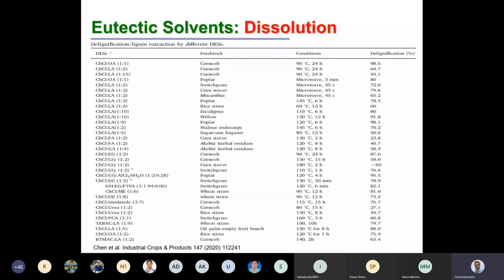Here we have corn cob, poplar, miscanthus. In Brazil, you have more the sugarcane bagasse. We have rice straw, sugarcane straw. Then it's another option.